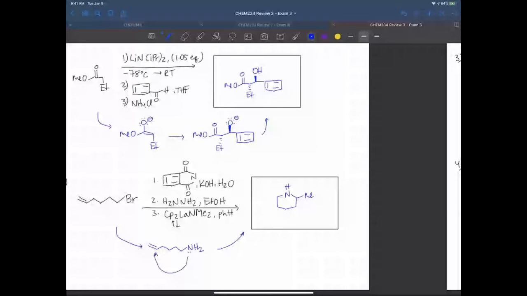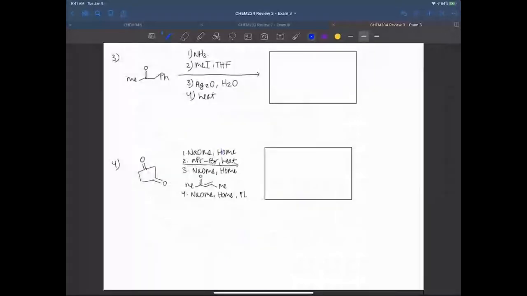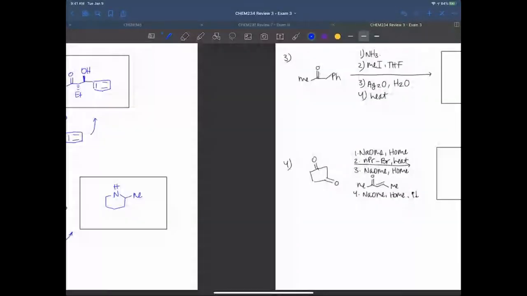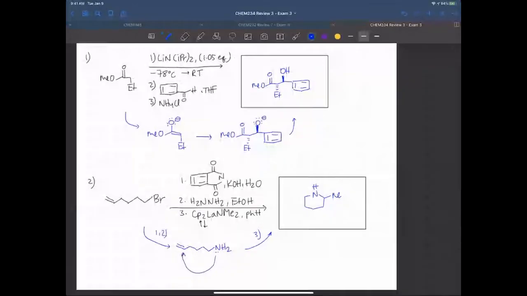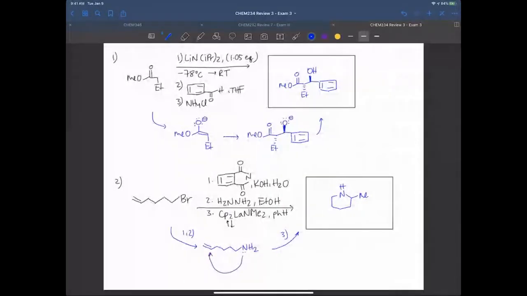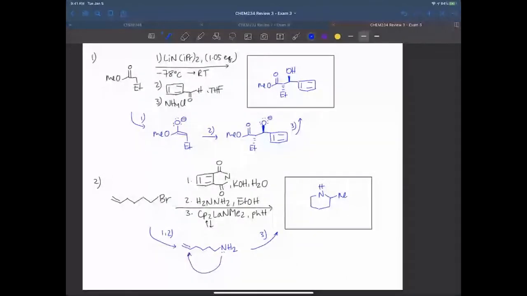Good. It's number 1 and 2. They make the intermediate here. So 1, 2, and then step 3. Okay, likewise, this is step 1, step 2, step 3. Okay, number 3.